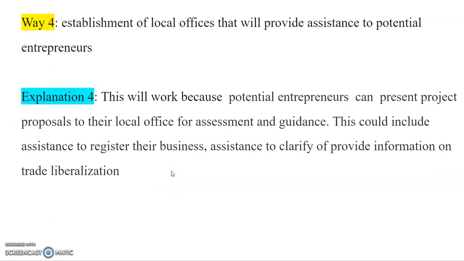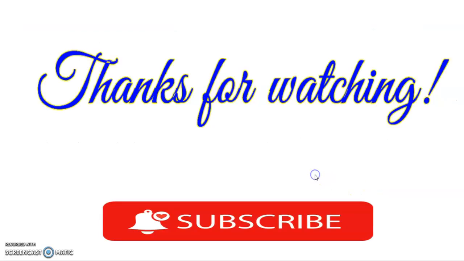Now, another way in which the governments of the region can support the goals of trade liberalization is the establishment of local offices that will provide assistance to potential entrepreneurs. Why do I believe that this will work? This will work because potential entrepreneurs can present project proposals to their local office for assessment and guidance. This could include assistance to register their business, and assistance to clarify or provide information on trade liberalization.